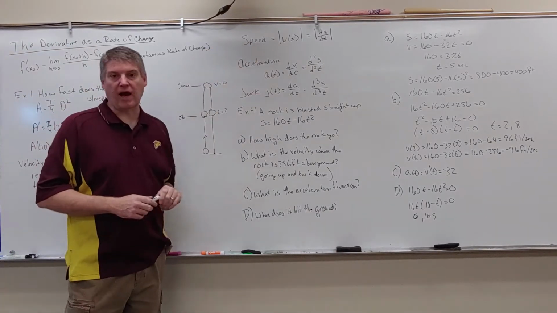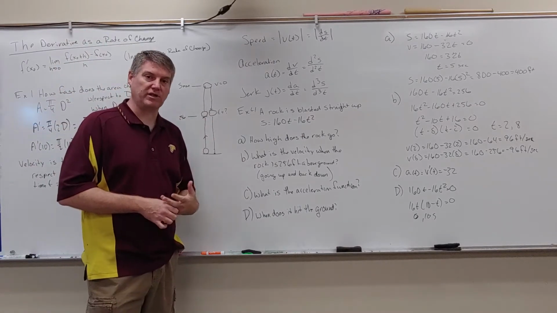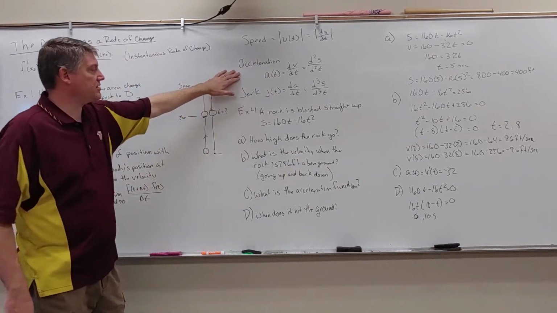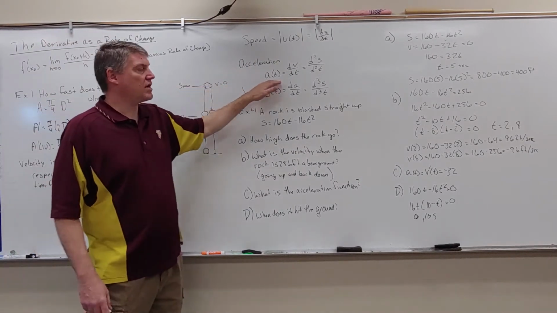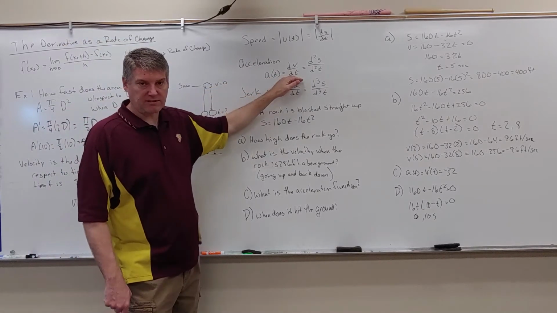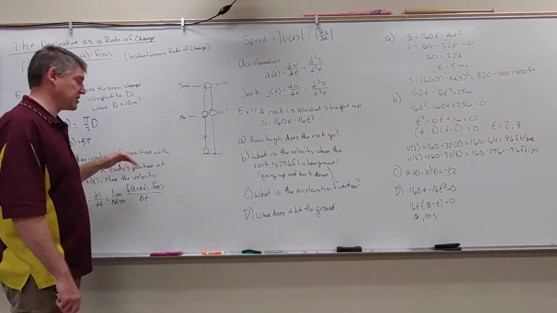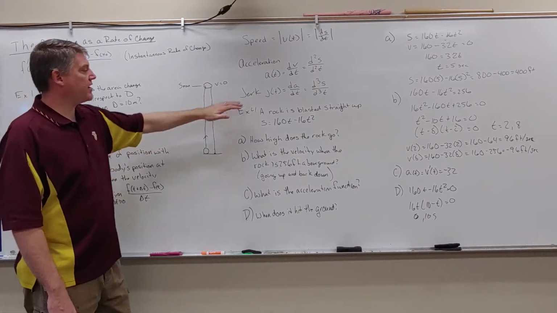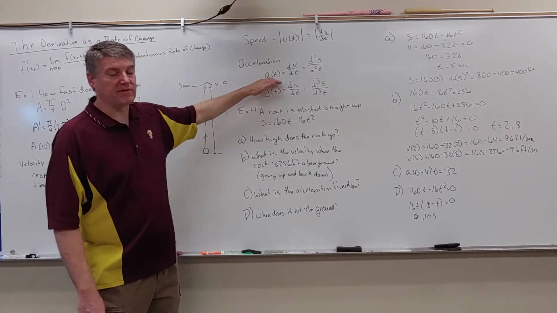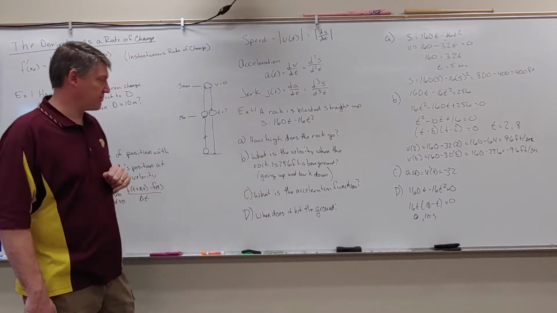Speed is the absolute value of the velocity. So with speed, we don't care about the direction it's traveling. We only care how fast it's going. So it's the absolute value of it. And the acceleration of a body is the derivative of the velocity, or it's the second derivative of our position function, okay? And then there's this idea of jerk. The jerk is the derivative of the acceleration, or it's the third derivative of the position function.